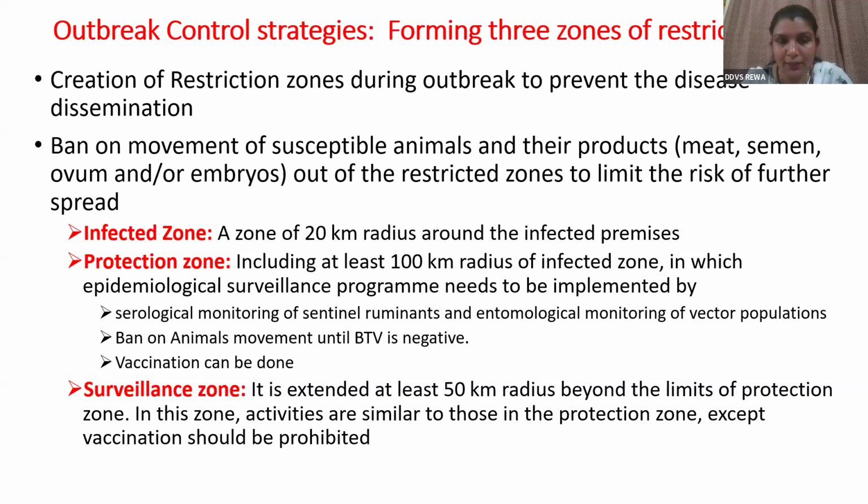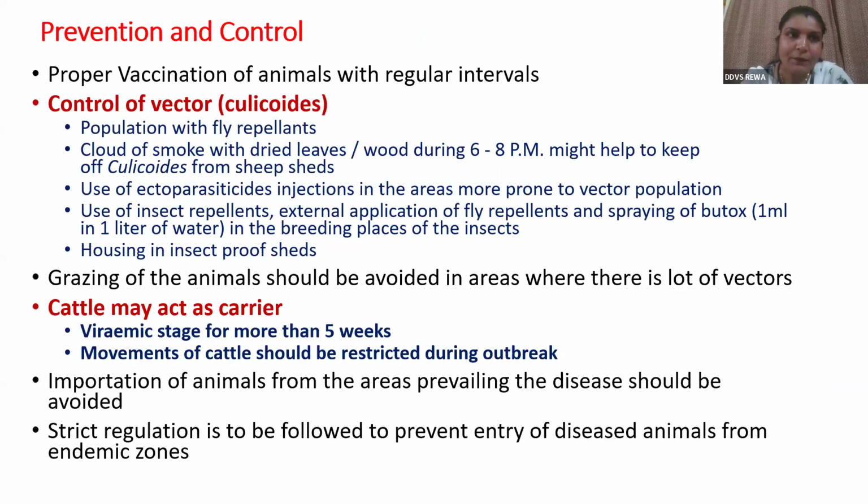In this, an epidemiological surveillance program is implemented. There is also continuous serological monitoring of sample ruminants carried out, and movement is restricted, while vaccination can be done in the protection zone. And in the surveillance zone, all these things are similar, and it extends up to at least a 50-kilometer radius beyond the limit of the protection zone. But the difference is that vaccination is not allowed in this zone.